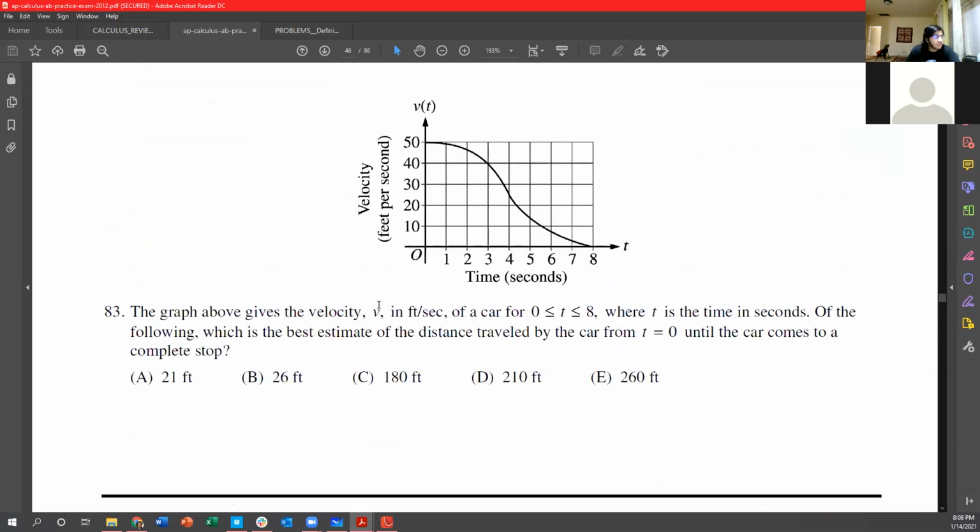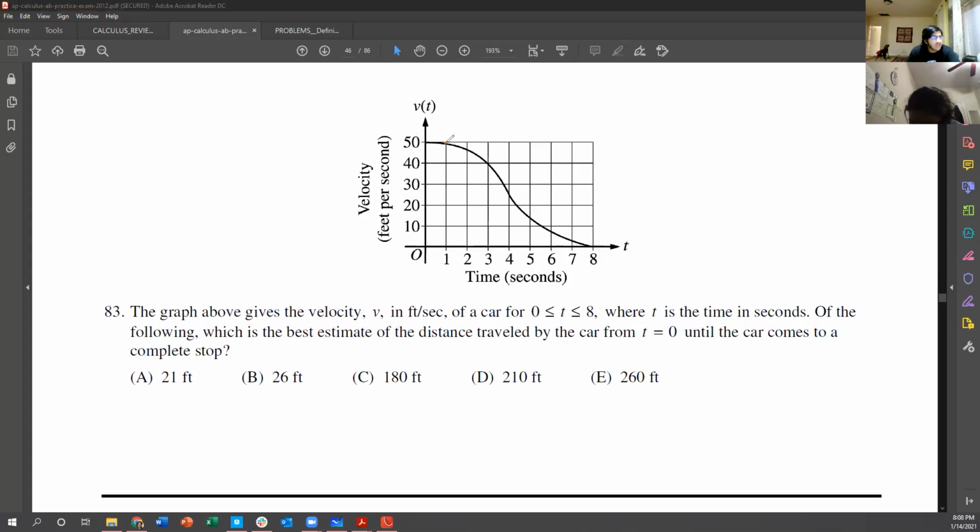So the graph gives velocity in feet per second of the car. Which is the best estimate of the distance traveled from t equals 0 until it comes to a stop. This is going to require you to estimate the area. So let's see. This is approximately 50. So this is 50. This chunk here that looks like it's about 50. This chunk here looks like it's about 45.